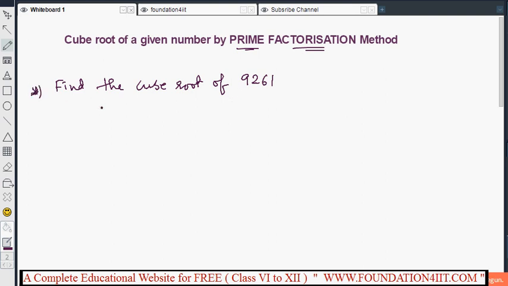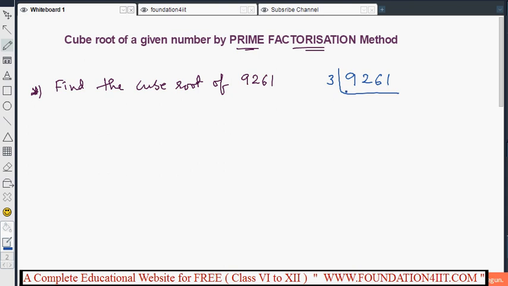Now, find the cube root of 9261. So we need to take 9261 and resolve this number into prime factors, a product of prime numbers. Then make the groups in triplets.